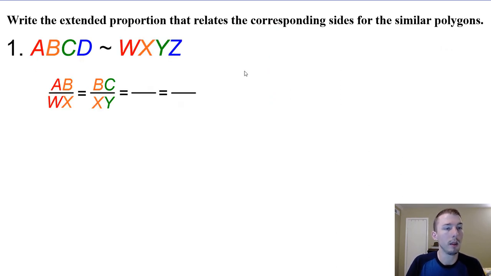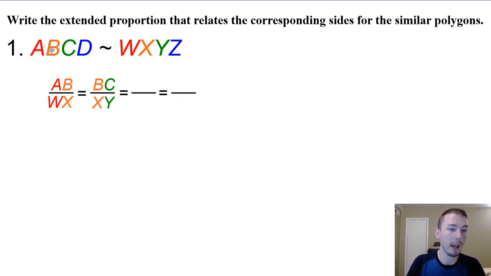All right, so number 1, write the extended proportion that relates the corresponding sides for the similar polygons. They give us a similarity statement, just like a congruency statement, but it's a similarity statement this time. And remember, it tells us all the corresponding parts. We know all those corresponding angles must be congruent, and the corresponding sides must be proportional by the same scale factor, the same proportion. So let's write an extended proportion for this.